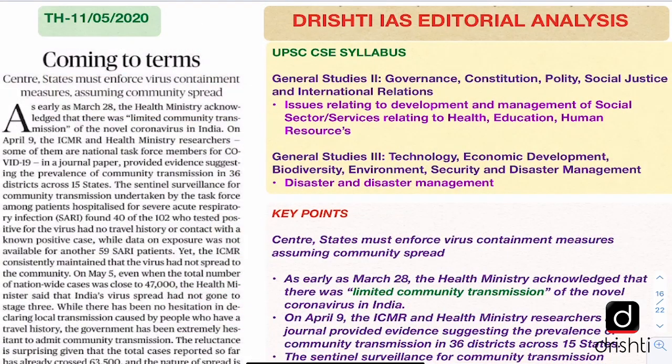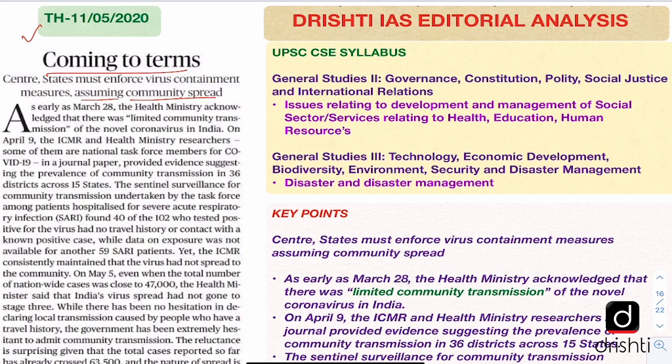Today's editorial has been taken from The Hindu and it has come on 11th of May. The title of the editorial is Coming to Terms and it talks about the virus containment measures taken by central and state governments, and it says now the governments must assume that community spread is taking place, that is, community transmission is taking place, and take adequate measures.